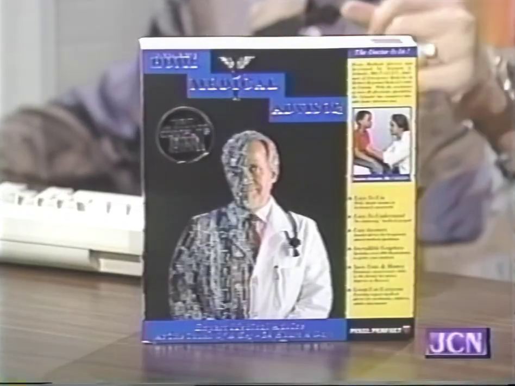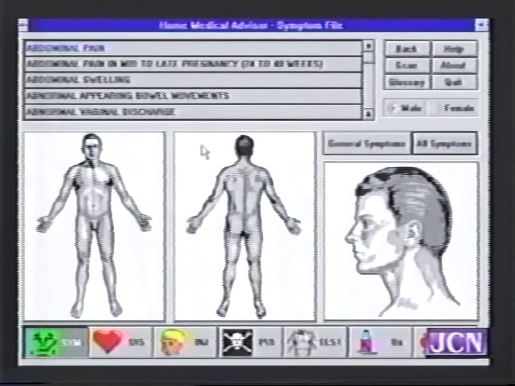Yeah, the program I am working on is Dr. Schueler's Home Medical Advisor. It's kind of like having a little doctor that lives right there in your little computer. We're right now in the symptom file. You notice there is a person standing there, and you can actually look around the person and look at an area that's bothering you. We're going to come over here to the man's head and click on ear, because we're in the symptom file.